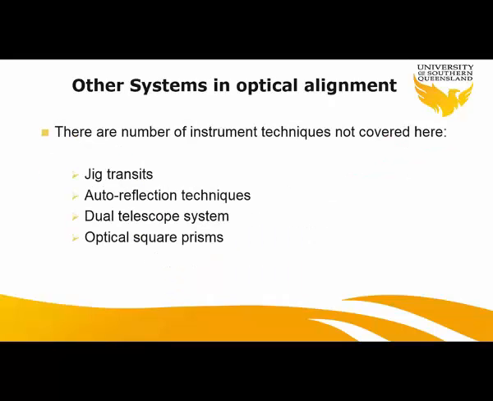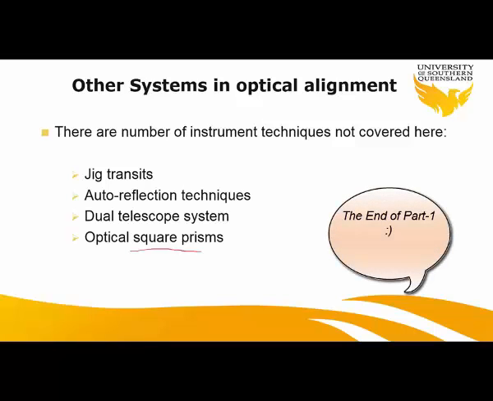I've covered the very common systems. We also have other systems which can be used for optical alignment. A number of them are jig transits, auto-reflection techniques, dual telescope systems, and optical square prisms. That one is very cool. It's pretty much like the optical square we have for normal surveying, but this is more for squareness and it's very precise. So you can go and search the names on the net and find the information on them if you're interested. If not, it's not going to be accessible and it's not going to be in the exam, I assure you.